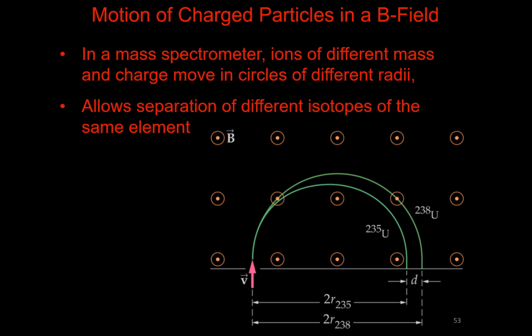So here's our magnetic field, and this is basically coming out of the page. Here's our sample being injected at some velocity. Here we're dealing with uranium, and there's different isotopes of uranium. And what will happen is those different masses, uranium-235 or uranium-238, will move in circles of different radii when they're injected into the field. So that will cause uranium-235 to take this arc, uranium-238 to take this arc.